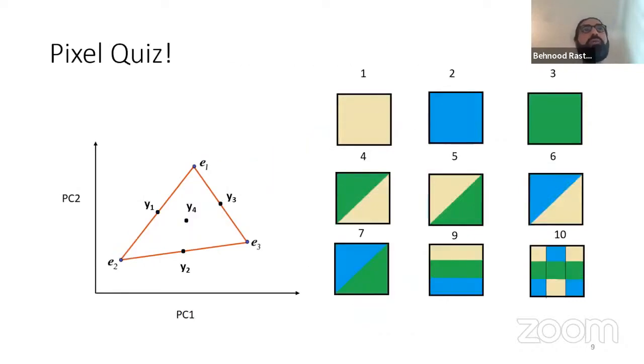So now I put a kind of quiz here to have a little bit of interaction with all of the participants here. So assume that you have pure pixel 1, 2, and 3 for endmember 1, endmember 2, and endmember 3. And then if you can answer, for instance, which pixel is 4 and which pixel is 5, you can answer in the chat. There's another question about whether the endmembers are known, and we're going to answer this question as well. There are different types of mixing, and when we go through the lecture, you will get your answer. So now you can write it in the chat.